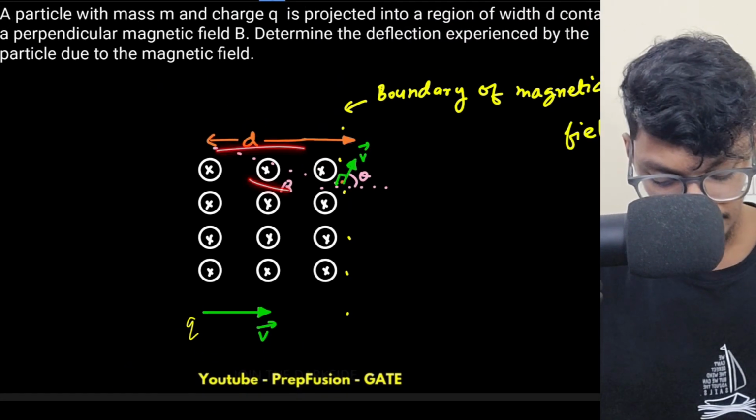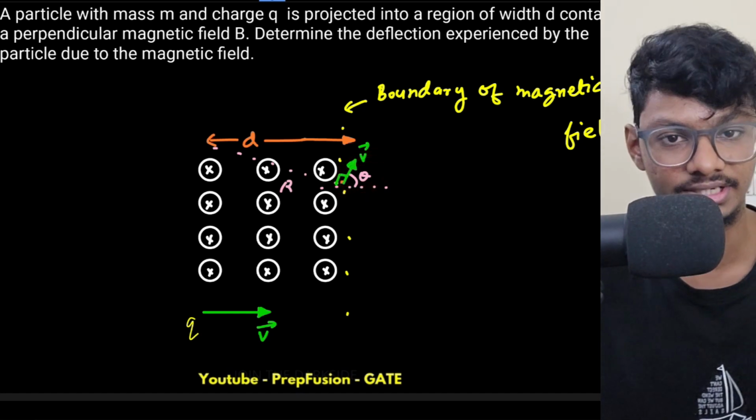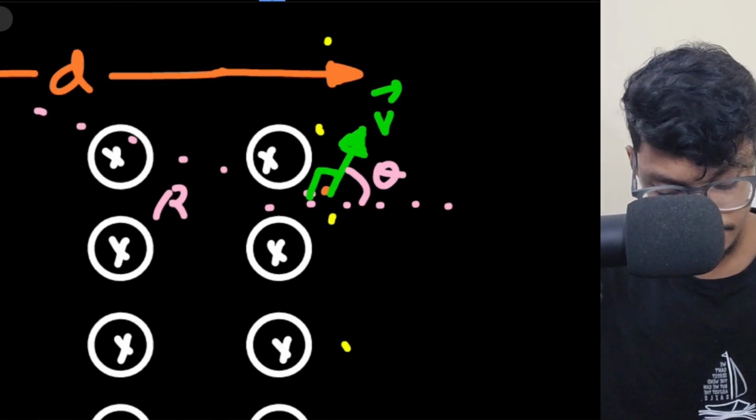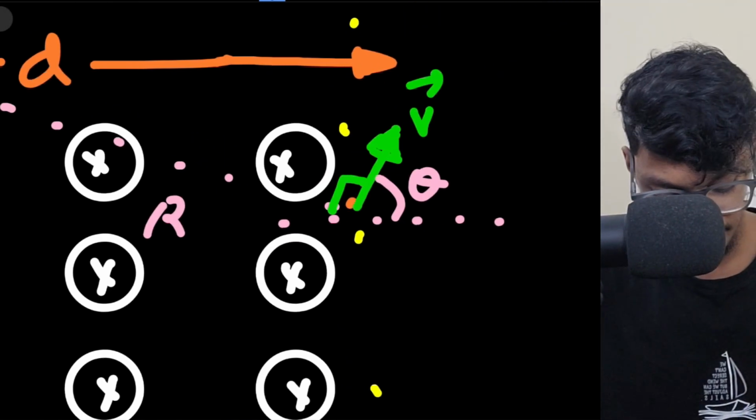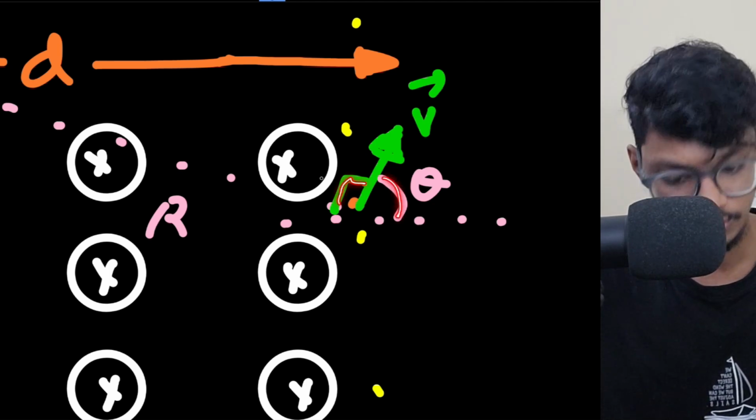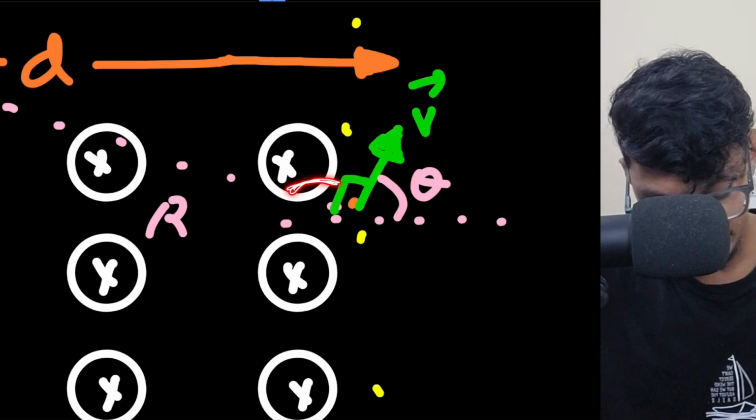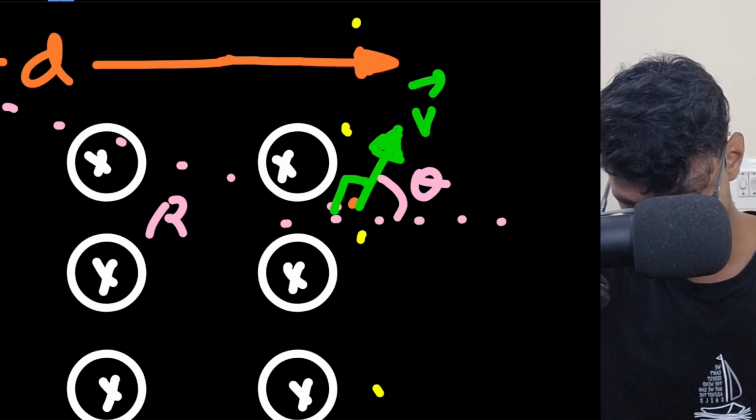So this is r and this is d. I want you to find theta. Can you find out theta? Theta here, if you observe, this is 90 and this is theta. So what will this angle be? This angle will be 90 minus theta, correct? If this angle is 90 minus theta, and this is 90, then this angle will be 90.